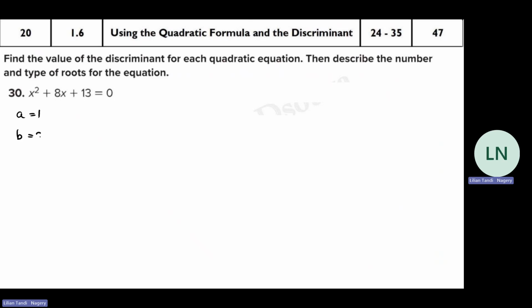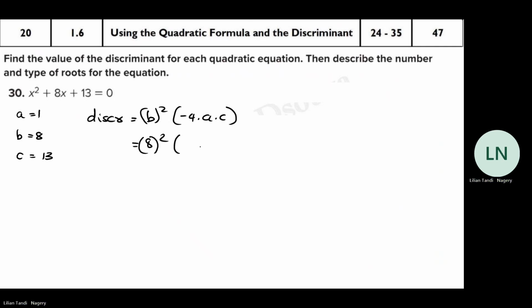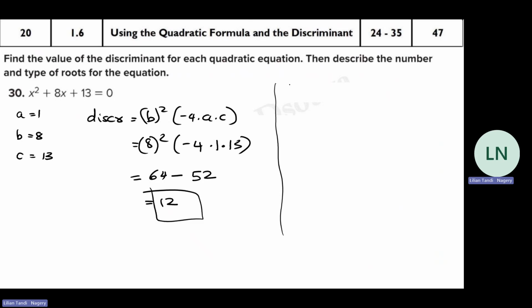A is 1, B is 8, C is 13. Do discriminant. You're going to get B squared minus 4AC. B squared is 8 squared. Negative 4 times 1 times 13 is negative 52. And here you have 64. 64 minus 52 is 12. And 12 is not a perfect square. So here is your answer for discriminant. Then you write here 12 is not a perfect square.